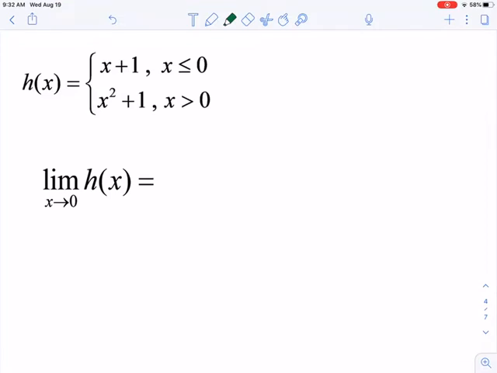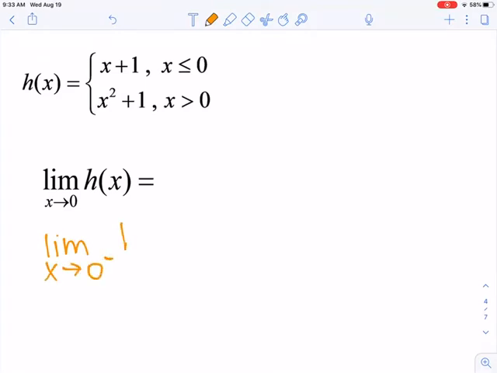So go ahead and write down this function, h of x. And notice how I'm asking you for the limit as x approaches 0. And that is exactly where we have the break in the domain. Okay? So since this is a piecewise function, and I'm asking you for the limit at this break in the domain, we are going to need to use a right hand and left hand limit to determine what this is.